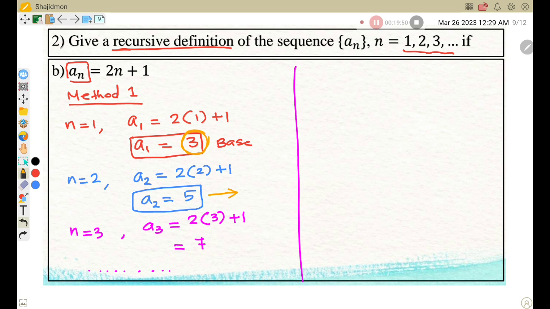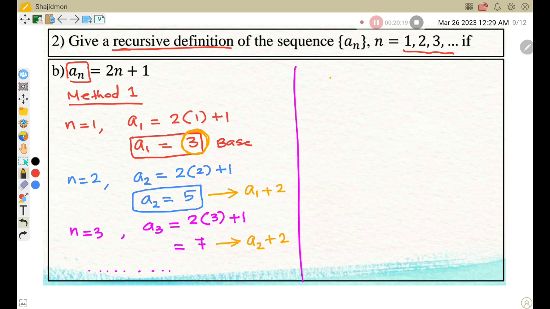connected with a1. See here it is 3, correct? So how can we write that one? a1 plus 2, that is a2, correct? Because a1 is 3 plus 2, that is 5, the second number we are getting. Same a3, we are getting 7, we need to connect with a2. How we are writing? a2 plus 2, correct? Because a2 is 5 plus 2 means we are getting 7.